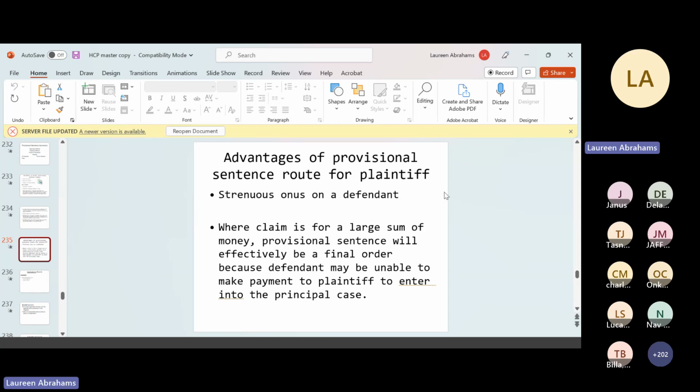The advantage of the provisional sentence route for the plaintiff is that the onus on the defendant is very strenuous. So, for example, if the claim is for a large sum of money, effectively, provisional sentence will be a final order because the defendant may be unable to make payment to the plaintiff to enter into the principal case. Say it's a few million rand, a mortgage bond, which is also a liquid document, and the defendant does not have that money to pay within 2 months. Essentially, the plaintiff then has his final judgment. Right.